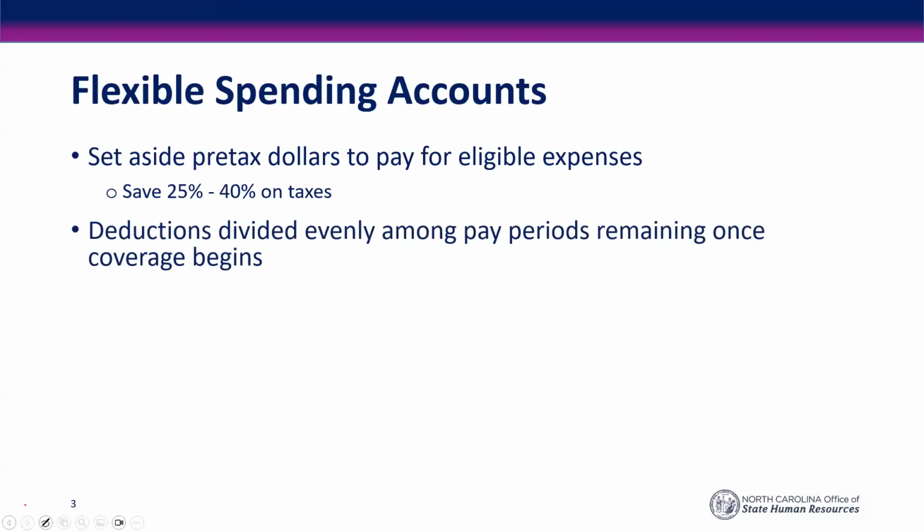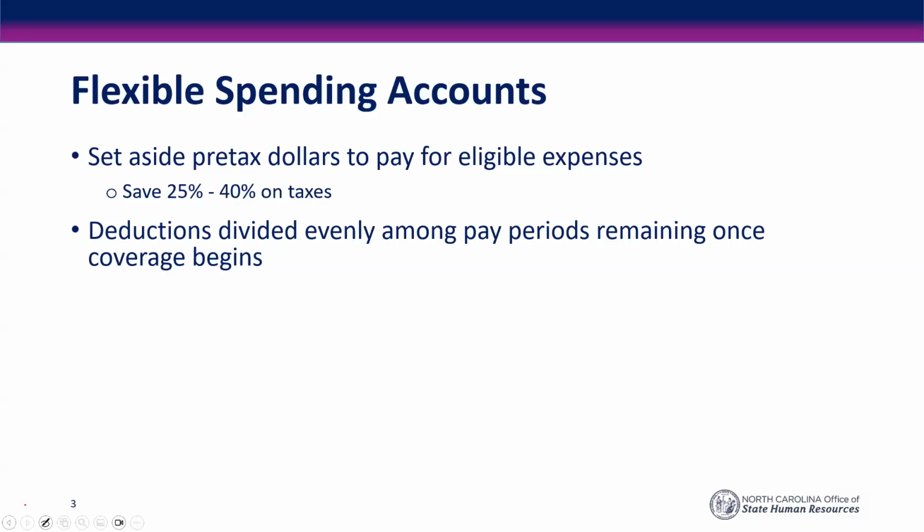When you decide on an amount, the deductions are divided evenly among the pay periods you have remaining once your coverage begins. So if you do an election during open enrollment and it becomes effective January 1st and you're paid 12 times in the year, then it's divided by 12. If you're paid semi-monthly, typically 24 times in the year, then it's going to be divided by 24. So it's more even, and that amount will come out of your check.